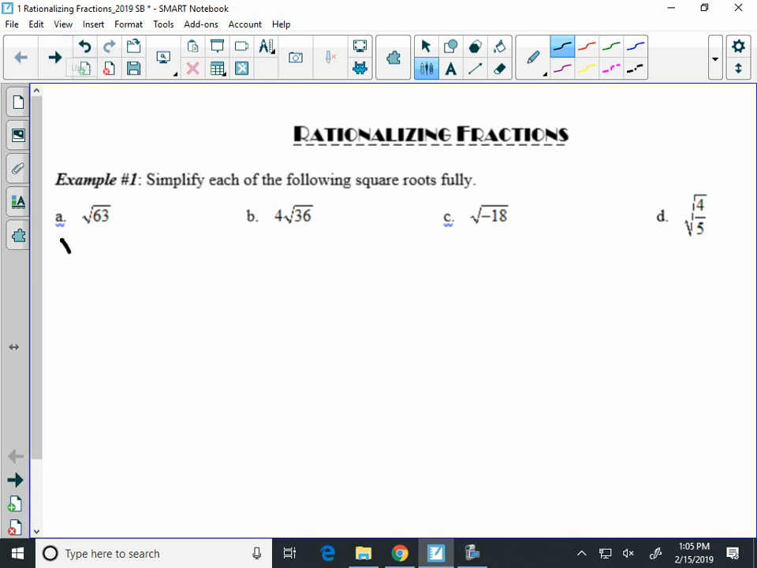7 and 9. So radical 9 times radical 7, which simplifies to be 3 radical 7. All right, that should be review for you. If you struggle with that, then we need to practice. However, let's get down to D.